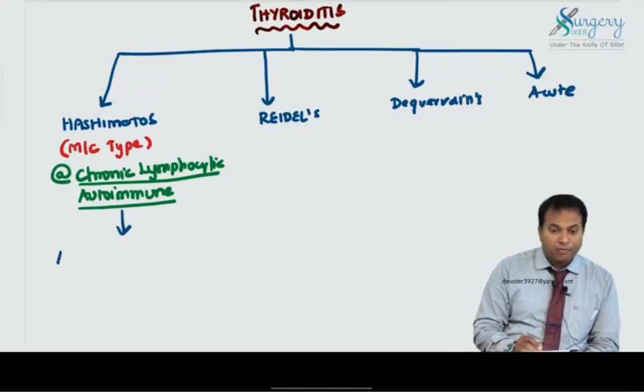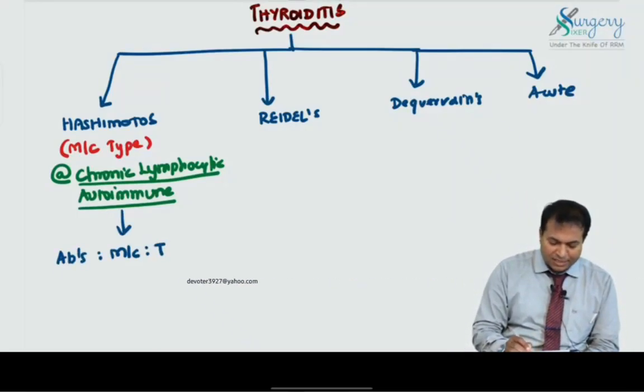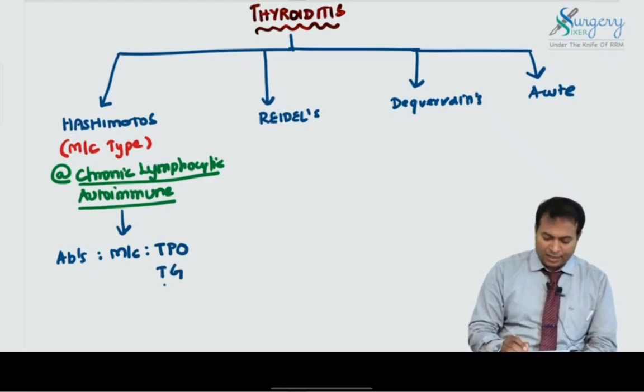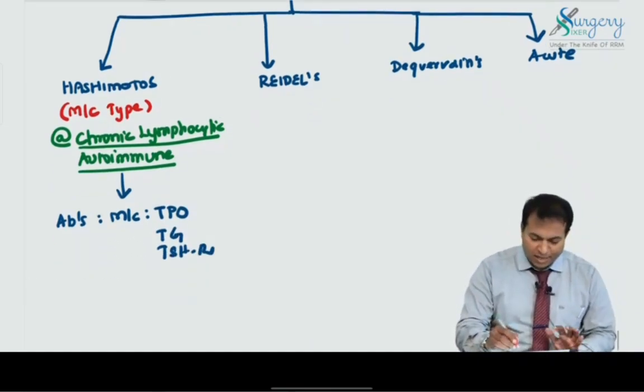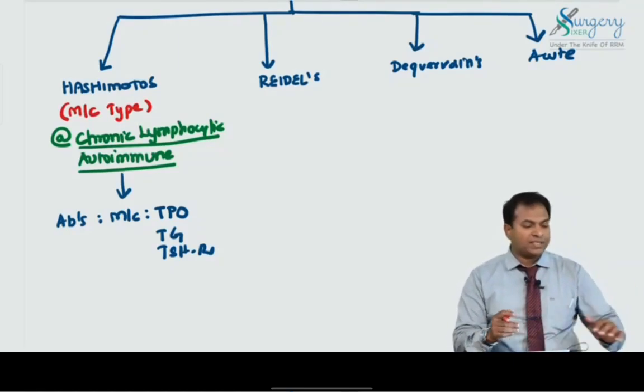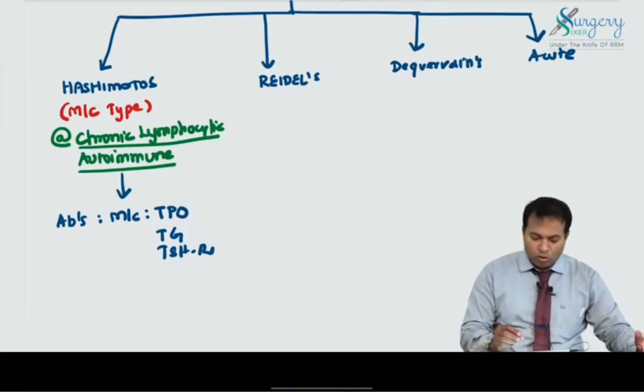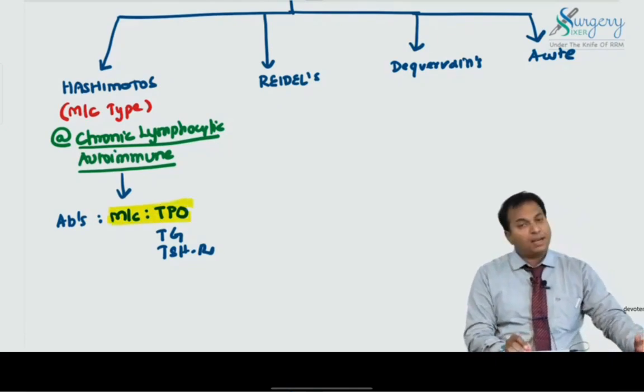In this, the following antibodies are increased. The most common antibody increased is thyroid peroxidase, followed by thyroglobulin and TSH receptor. These are all inhibitory antibodies. Please remember, in toxicosis we had stimulatory antibodies. Here all these are inhibitory antibodies. So the most common antibody here is thyroid peroxidase antibody, a basic repeat question, asked 100 times.